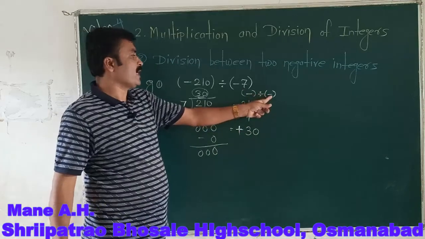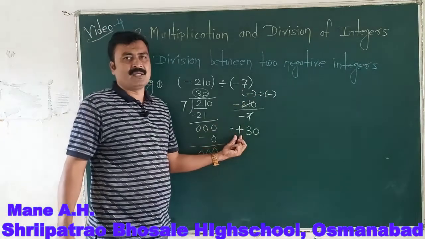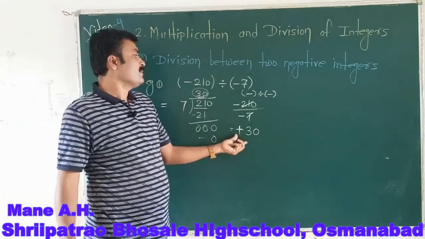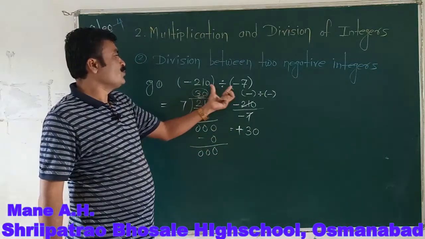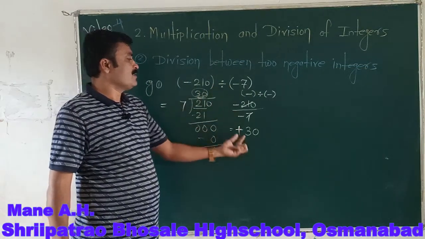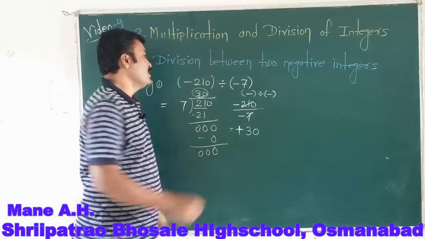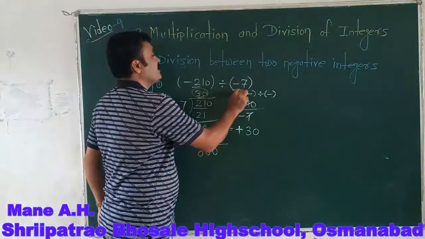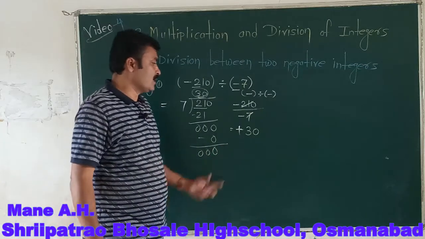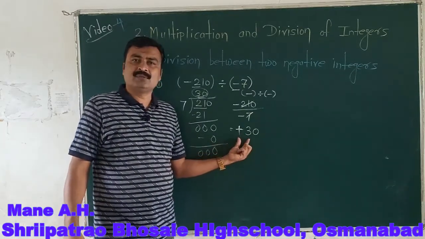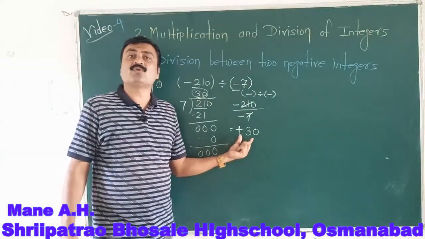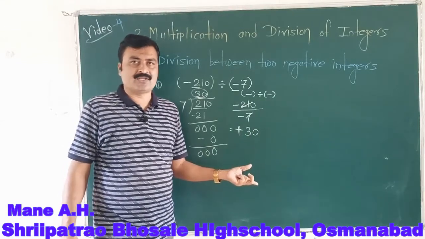Minus divide minus, we always get plus there. So we say the division of these two negative integers comes as a positive integer. That's important. दोन ऋण पूर्णांक संख्यांच्या भागाकाराचं उत्तर हे सध्या पहिल्या उदाहरणामध्ये धन पूर्णांक संख्या आलेलं आहे, लक्षात घ्या.